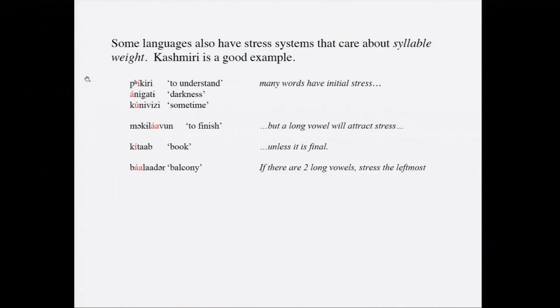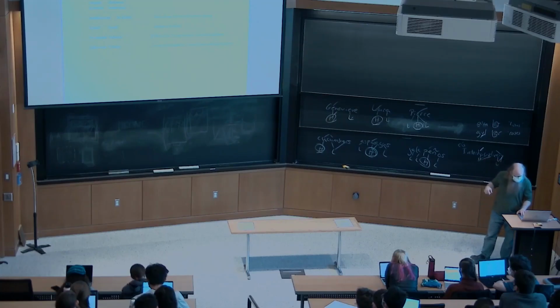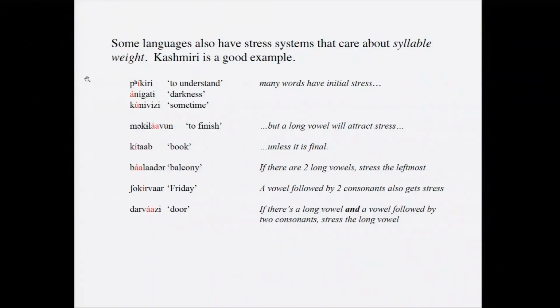If there are two long vowels, then you stress the first one. And another kind of thing that attracts stress is a vowel that's followed by two consonants. So here's the word for Friday, where the second vowel is followed by an R and a V. So it's the first example, I guess, that we've had of a vowel that's followed by two consonants. And a vowel that's followed by two consonants also preferentially gets stress. It acts like a long vowel. If you have both a long vowel and a vowel that's followed by two consonants, then you prefer the long vowel. So you're getting that in here in door.